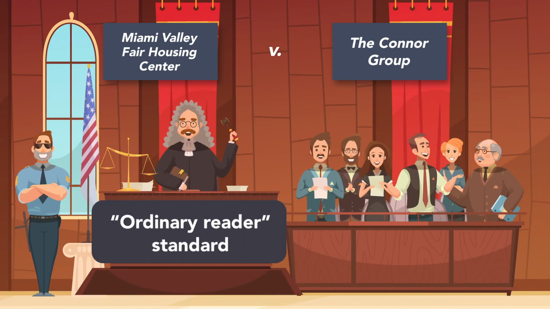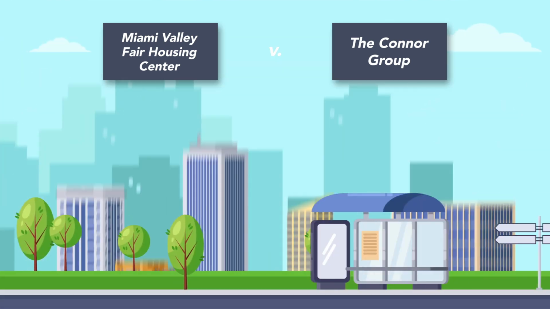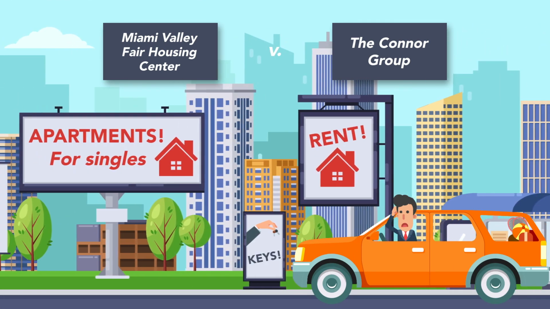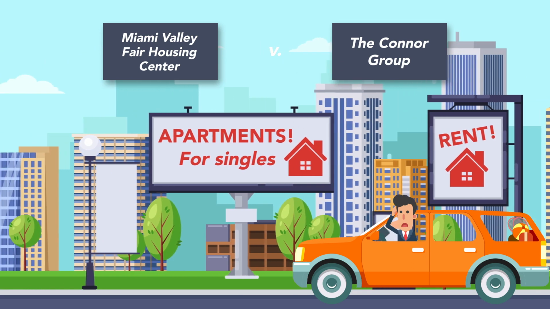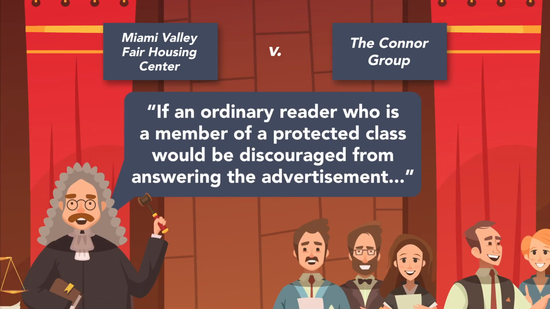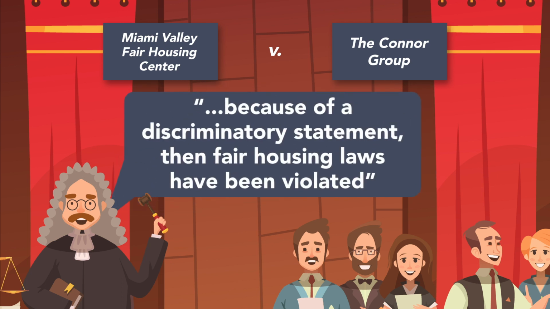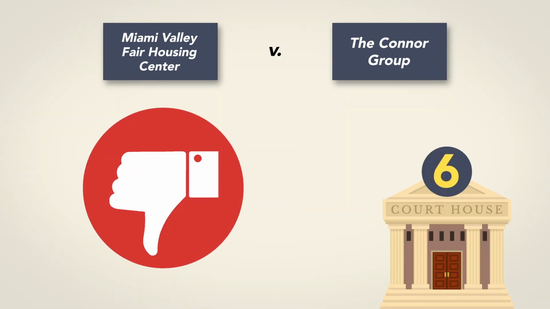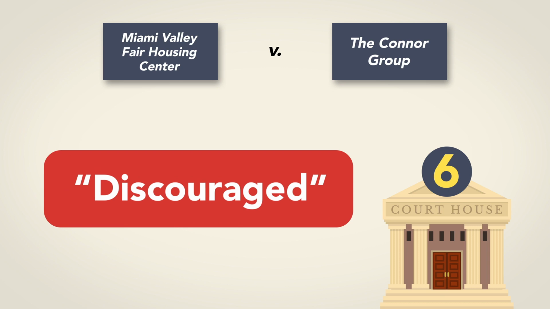The trial court applied an ordinary reader standard, looking at how someone who is neither extremely suspicious nor insensitive would interpret the advertisement. The trial court observed, "If an ordinary reader who is a member of a protected class would be discouraged from answering the advertisement because of a discriminatory statement, then fair housing laws have been violated." The appeals court disagreed with this assessment, taking issue with the word "discouraged."